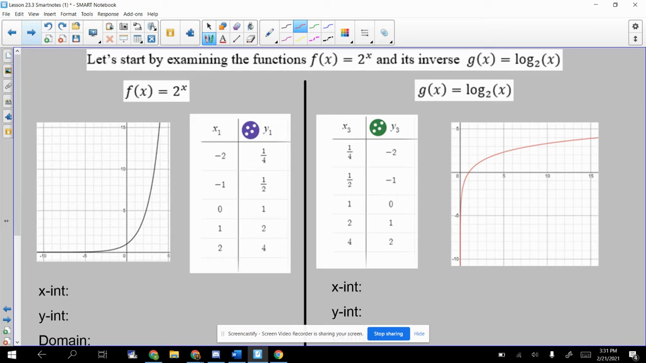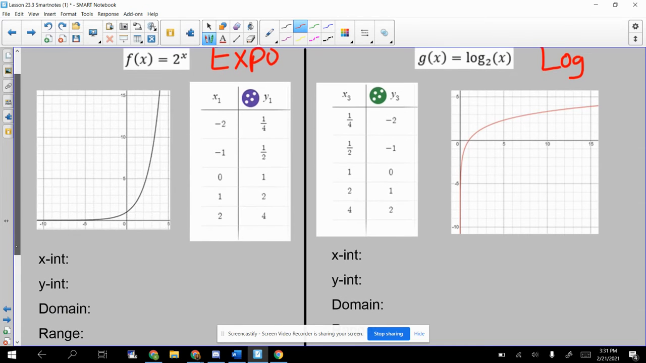So before we get started here, focusing on just logarithms, what I want to do is look at the function f of x equals 2 to the x, which is exponential, and then look at its inverse, g of x equals log base 2 of x, which is obviously logarithmic. So we're going to compare and contrast these two. Looking at our first one, 2 to the x, it's graphed here from Desmos and also has the table. So first thing, let's find the x-intercept.